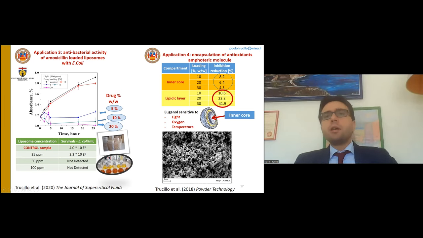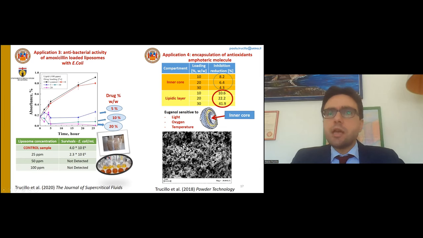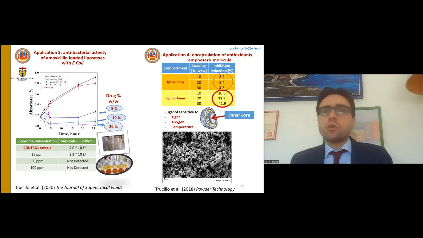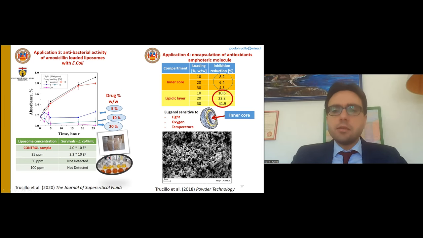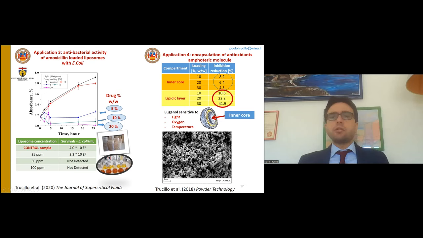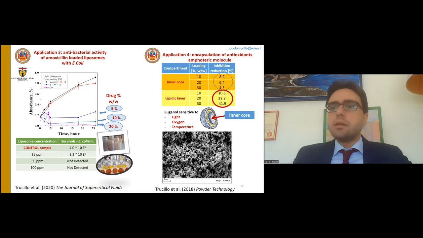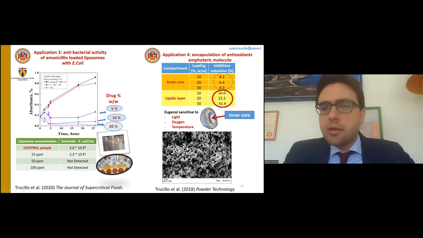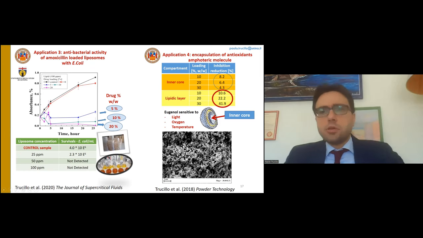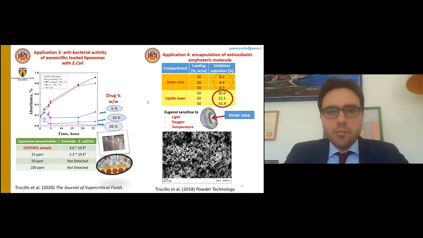bacteria completely. Our liposomes were also used for the encapsulation of an antioxidant compound. In this case, it was eugenol, a molecule that is amphoteric. So it was possible to entrap it in the inner core of liposomes, but also in the lipidic layer. Since eugenol is sensitive to light, oxygen, and temperature variation, we wanted to study the reduction of its antioxidant power. We managed to obtain not only nanometric dimensions, as this image shows, but also a negligible reduction of the inhibition of the antioxidant activity.